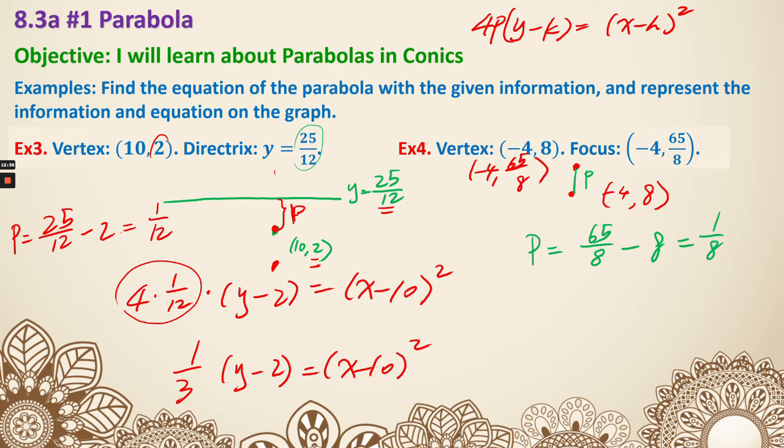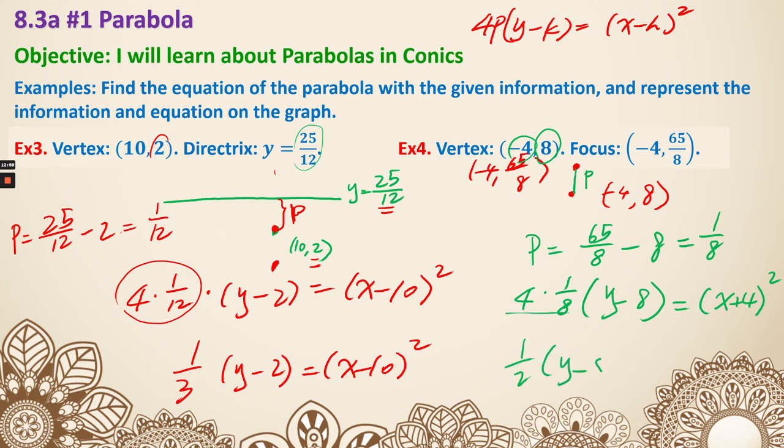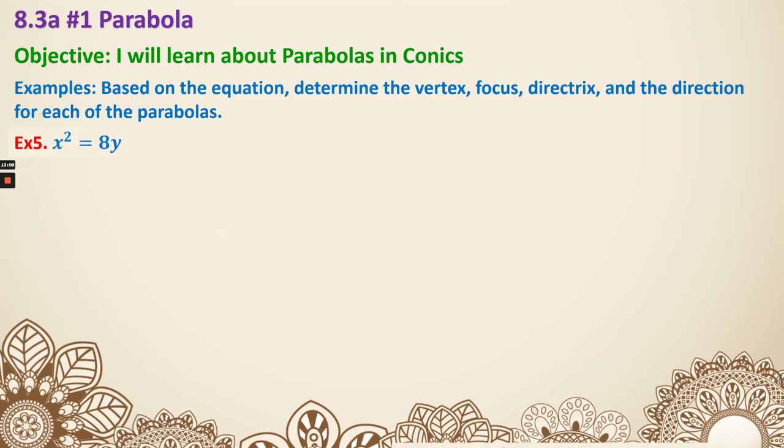Time to write the equation. 4 times 1 over 8 times y minus 8, because the y coordinate for our vertex is 8, equals, on the other side we have the square. X is -4 for the x coordinate, so we're going to do x plus 4, then squared. Of course, we need to simplify the 4 times 1/8. 1/2 times y minus 8 equals x plus 4 squared. That is example 4.